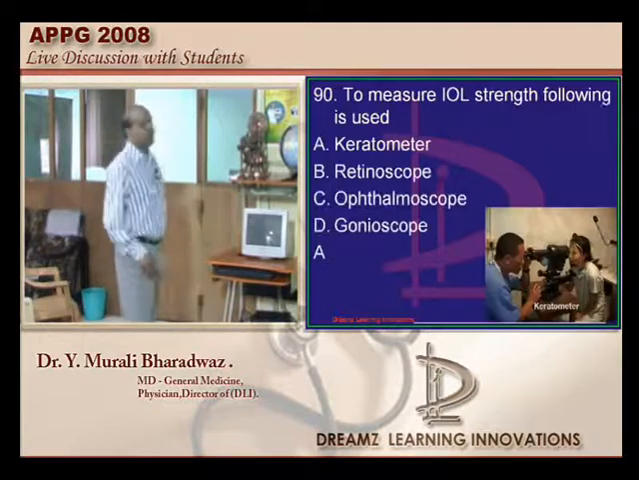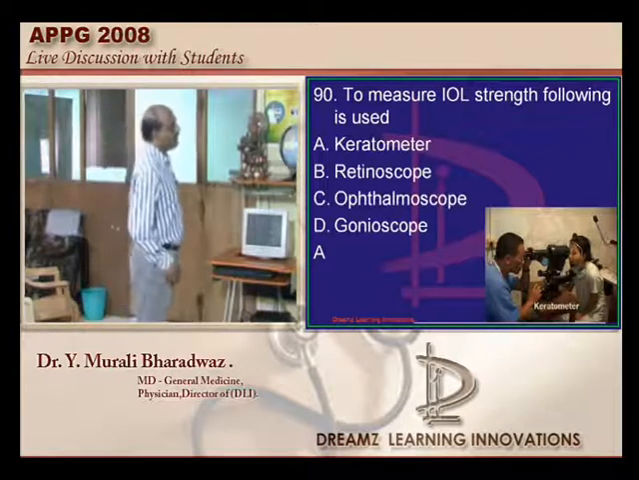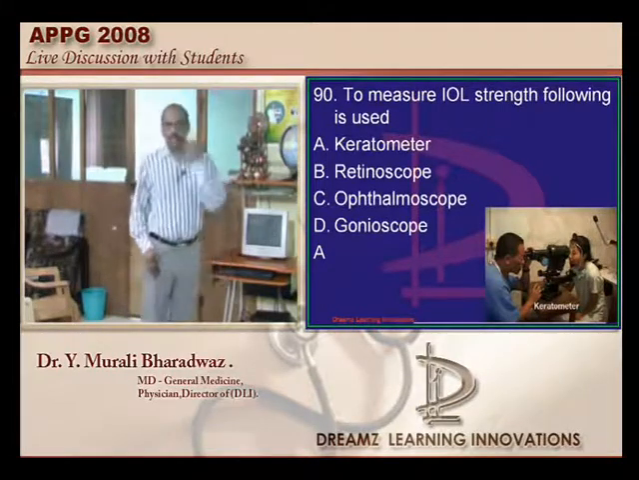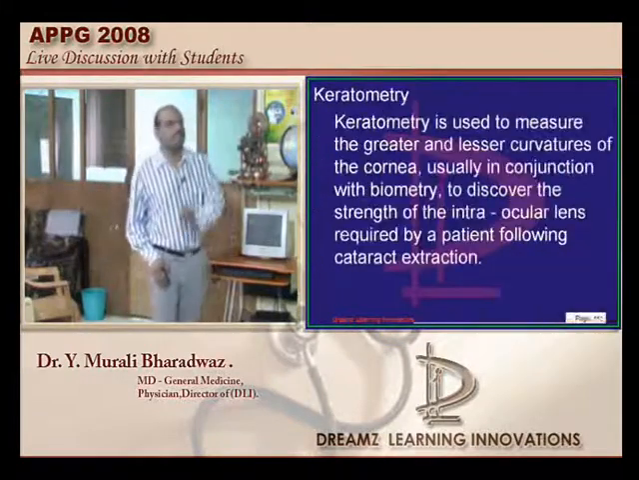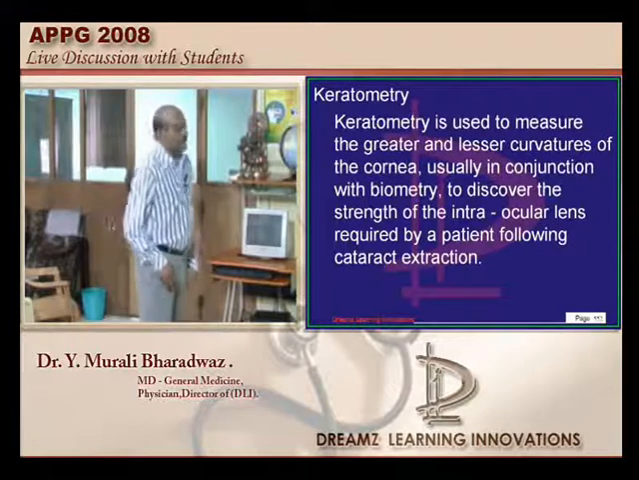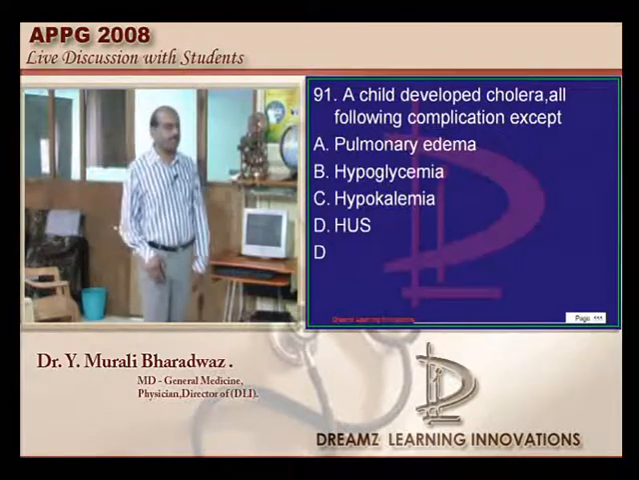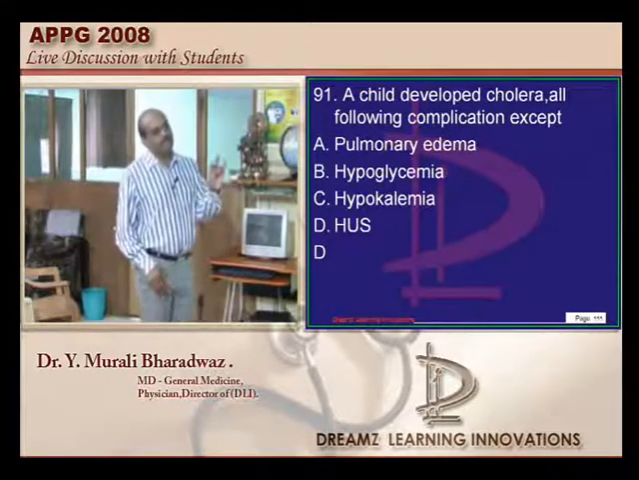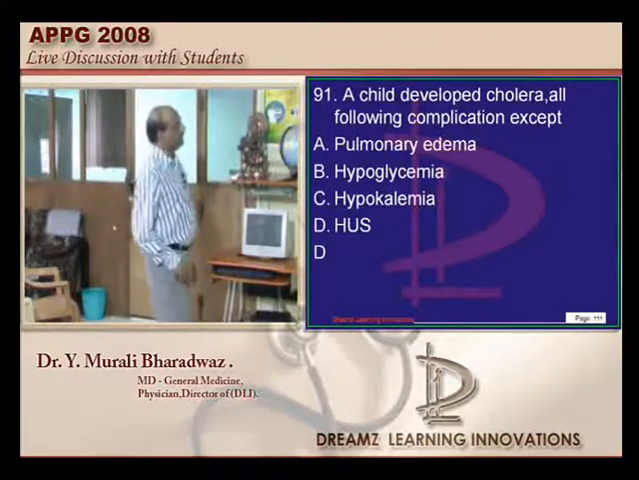If you want to measure the strength of the IOL, what is the method? IOL strength can best be measured by the keratometer, which will check for the corneal curvature and decide what strength of the IOL is required. The patient has got cholera. Cholera is not a cause for hemolytic uremic syndrome. Hemolytic uremic syndrome is caused by Shigella and also by enterohemorrhagic E. coli O157, which needs to be remembered.